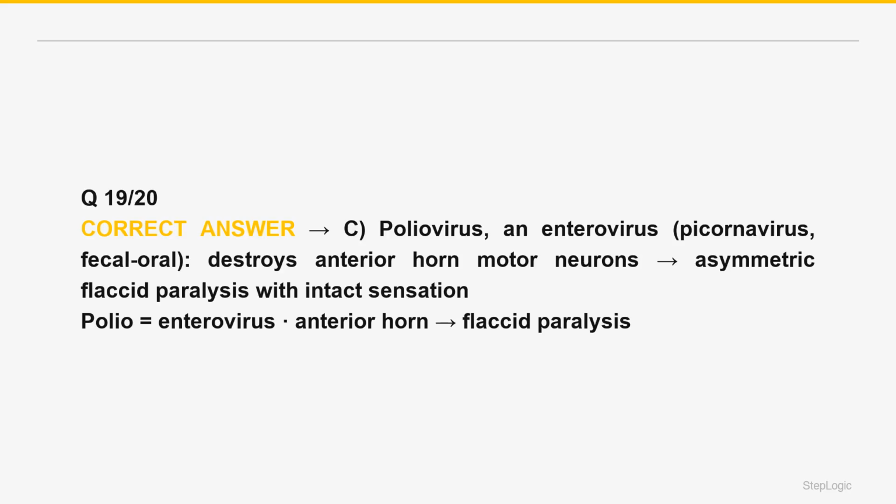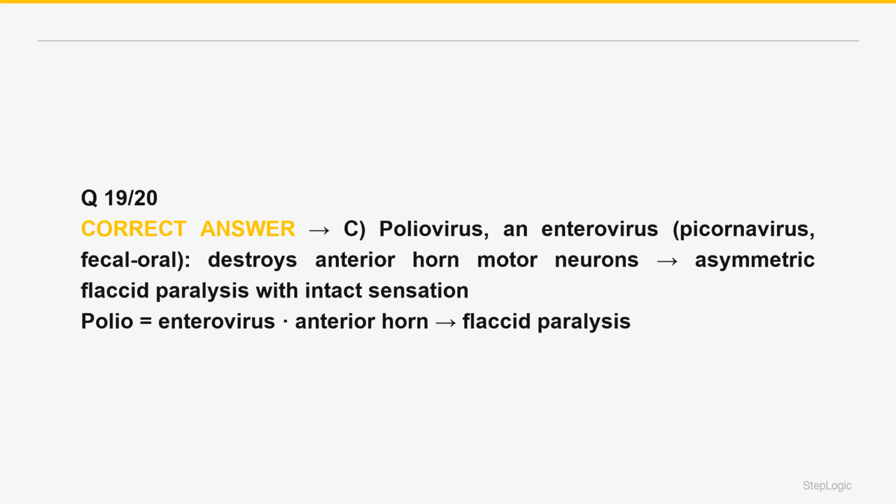The correct answer is C. Because it kills lower motor neurons, the paralysis is flaccid, asymmetric, and accompanied by absent reflexes and muscle atrophy, but sensation is preserved. The sensory tracts are spared. The CSF shows a lymphocytic pleocytosis, an aseptic meningitis pattern.